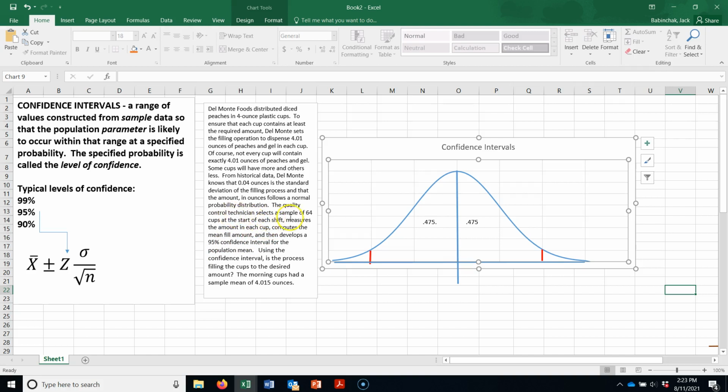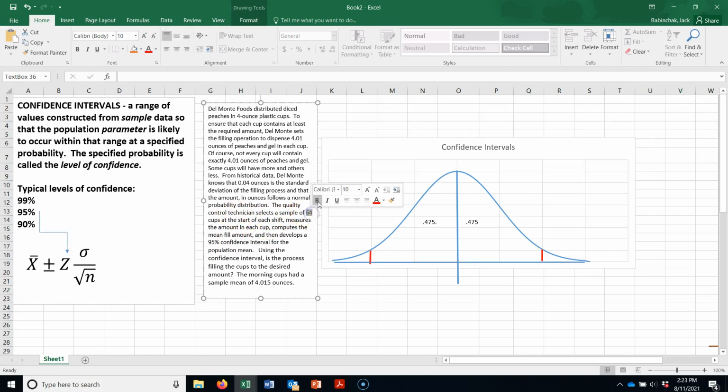The quality control technician selects a sample of 64 cups at the start of each shift, measures the amount in each cup, computes the mean fill amount, and then develops a 95% confidence interval for the population mean. Again, a lot of information. Every morning, we're taking a sample of 64 cups. We want to see if that sample represents the population. We want to build a confidence interval that will contain our actual population mean. Will it? It should at 95%, but there's occasions where it might not.